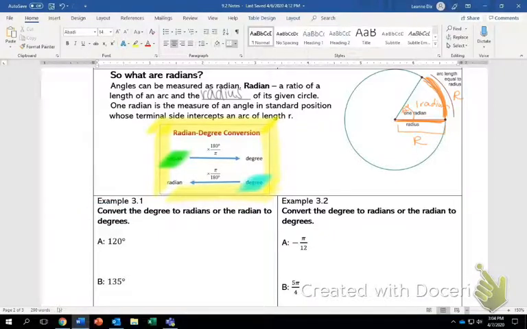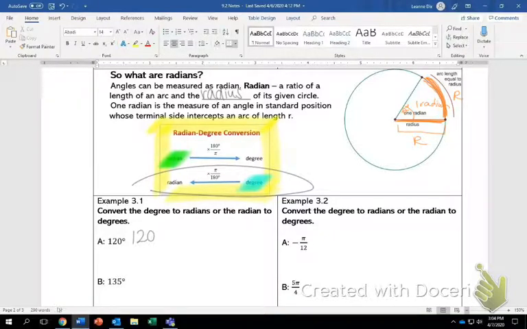Example 3 says convert the degree to radians, or the radian to degrees. I tried to keep it so that you had all your degrees on the left-hand side, so you could get used to that, and then all the radians on the right-hand side. But the process is still the same. So I'm going to do example 3.1, A and B, as well as 3.2, A and B. I'll let you do C by yourself. Actually, I will do C on 3.2 just so you guys can get used to that. But after you are done practicing it on your own, please make sure you compare your answers to my answer key.